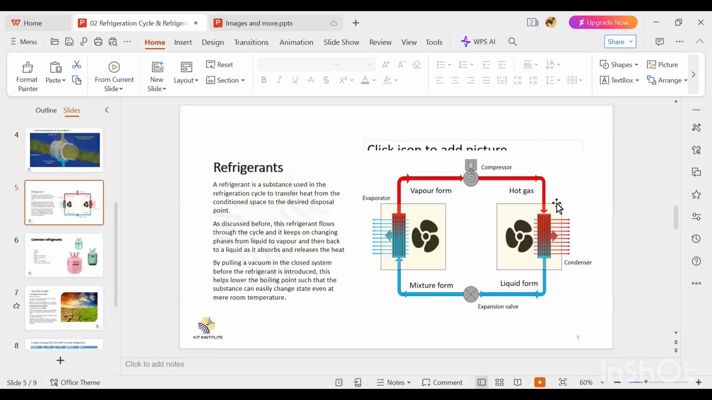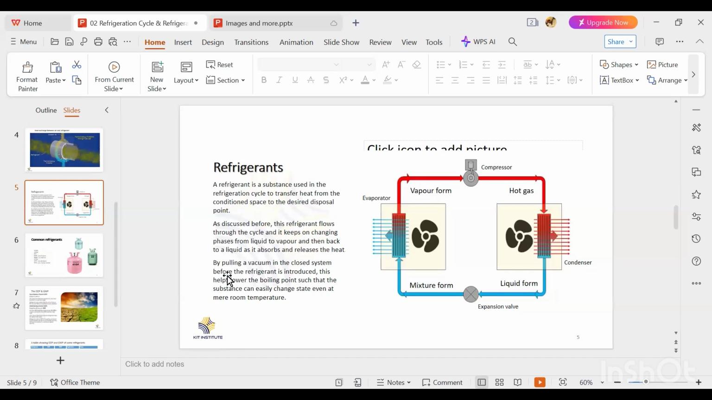Then the same thing happens here. As it is going to turn from a gas to a liquid, it will dissipate all that amount of heat. It will lose a great amount of heat, which is called latent heat.